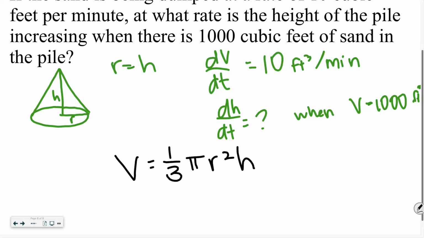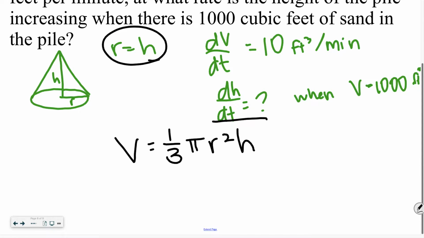Okay, now here's the deal with a volume of a cone problem. If we have to take the derivative, we're going to have a product rule. If the product rule is not necessary to take, like if we can change our formula somehow so that we don't have to take a product rule, that would be really cool. Do we have that opportunity to change our equation a little bit? We know that radius equals height. And we are looking for dH dt.